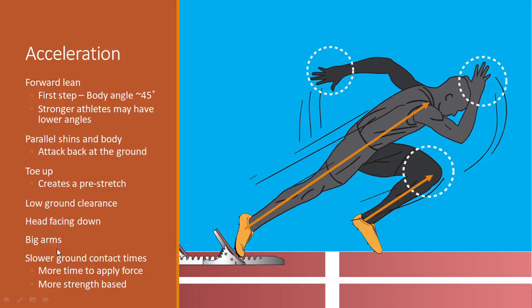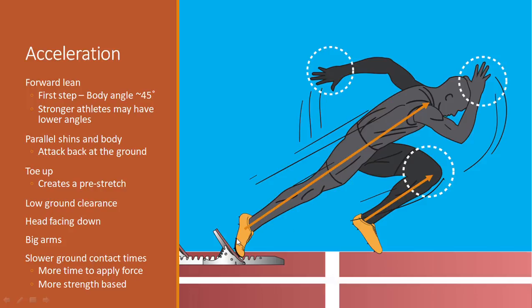Big arms, so again that comes back to using the shoulders. We're getting good use of the arms, which is going to help drive the momentum of the athlete forward. And a characteristic of acceleration in contrast to maximum velocity running is that there's slower ground contact time.